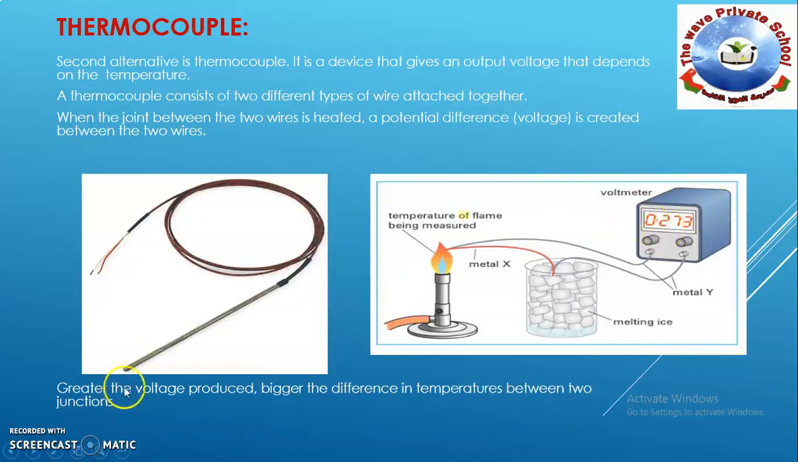If a greater voltage is produced, it means the difference in temperature between the two junctions is bigger. So we can get an output voltage that depends on the temperature. This is how a thermocouple works. And this picture shows a thermocouple where two junctions are shown: this is one and this is the second.